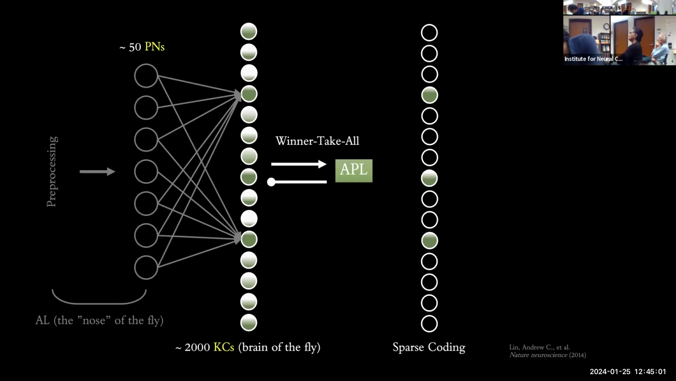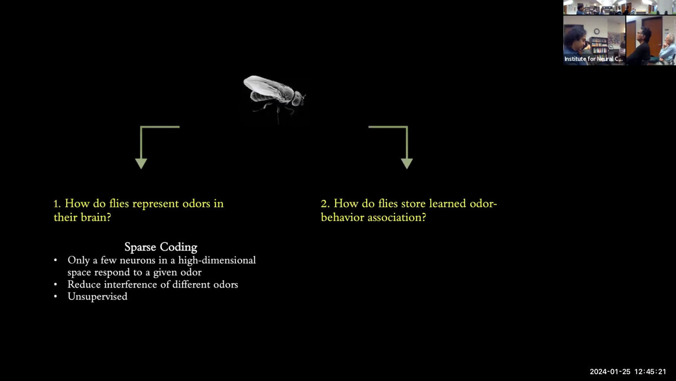And this is called sparse coding, in comparison to before the winner-take-all, where all the Kenyon cells have some activity for this odor, so this is a dense coding. So you can see the odor is finally represented in the fly brain by this sparse coding. The benefit of doing that is that it can reduce the interference of different odors. And what's more interesting is that this reduction of interference is not done through any learning, so it's unsupervised. There's no learning required to reduce the interference of different odors in this manner.